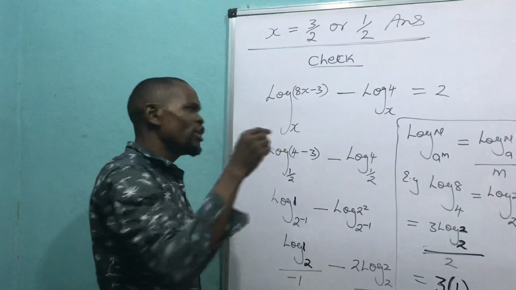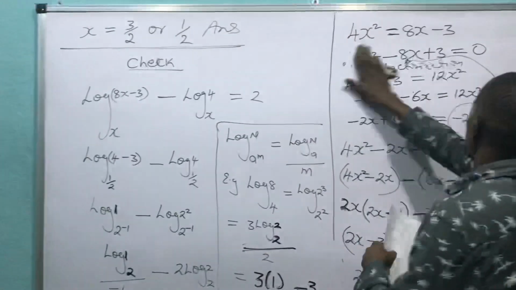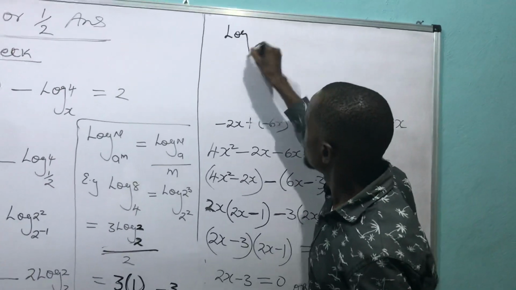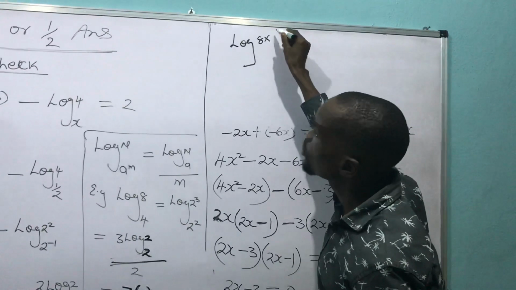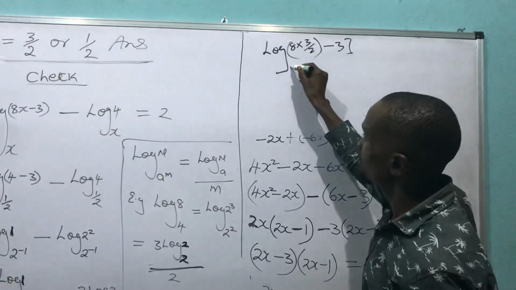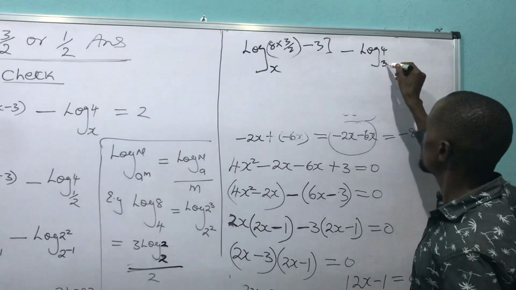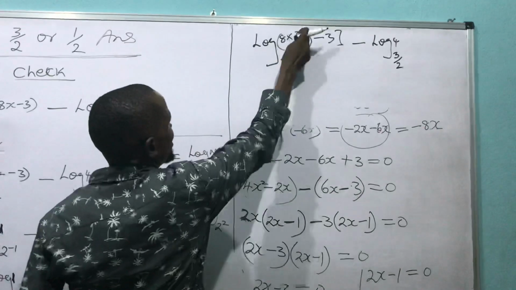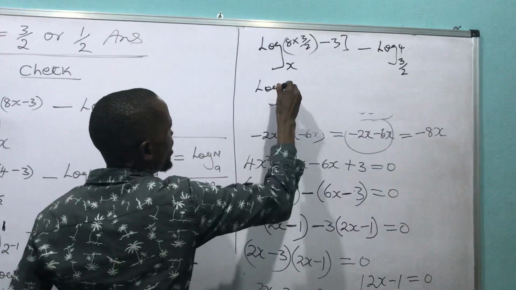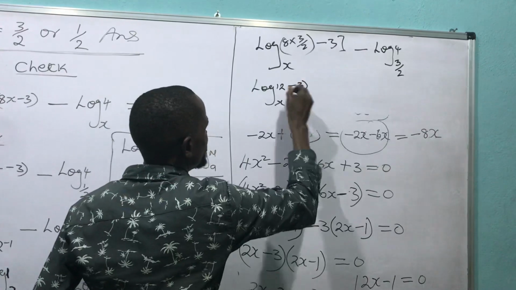You can as well check when it is 3. Can I do that here? If time permits us, can I? Look at it here, just briefly. You cannot complete it by yourself. I have log, this will be 8 times 3 over 2 minus 3, that's what we have, base x, minus log 4 base 3 over 2. If you do that, 8 times this will give me 12. That means this times this will give me log 12 base x minus 3. There is log 12 minus 3. This is what we have here.